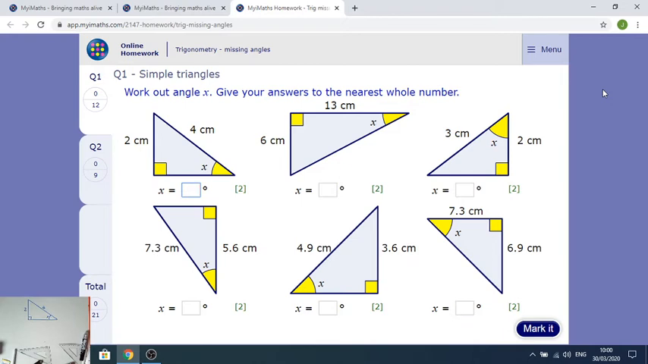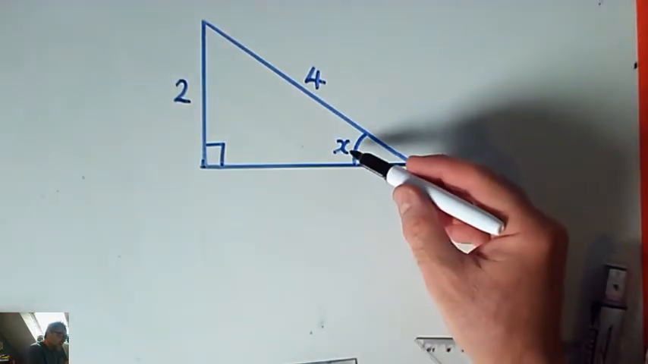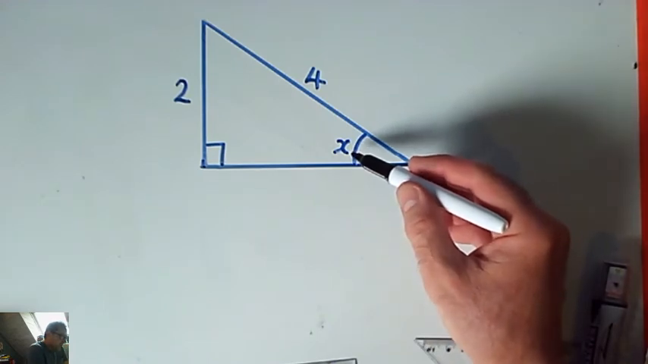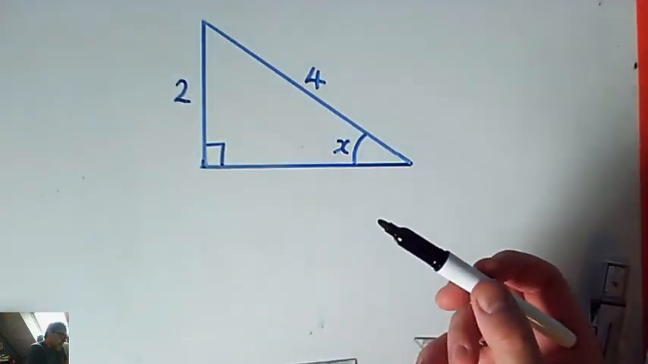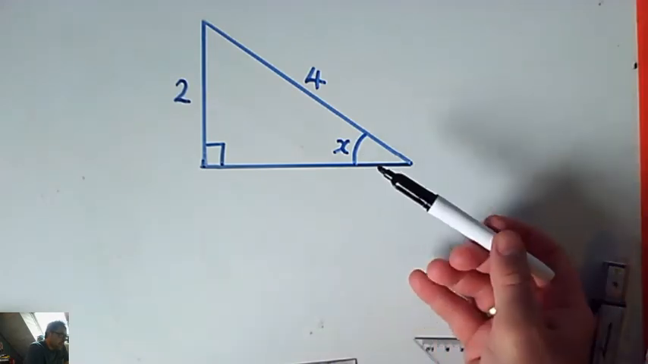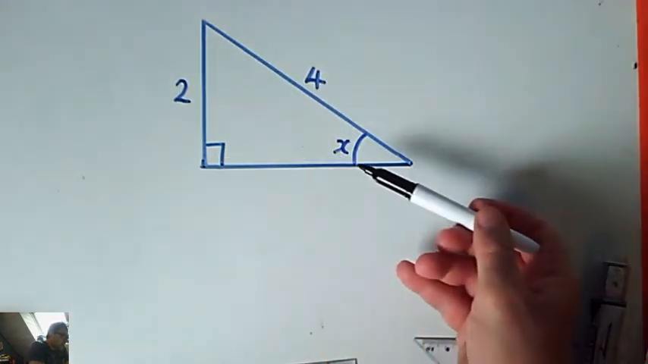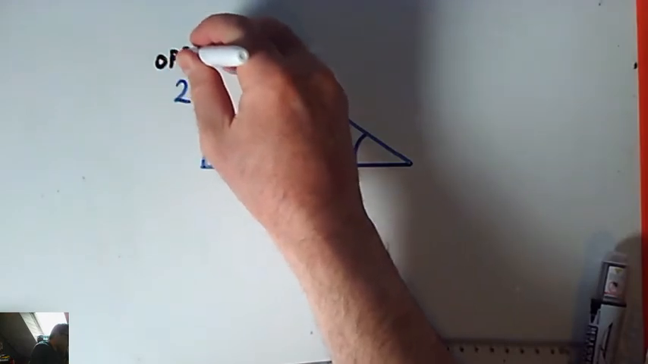Okay, so we're on the My Maths exercise Trigonometry Missing Angles, and we're going to have a look at question 1. So I've drawn question 1 on my board here, and we've got an angle called x that we're trying to find out. So we're going to try and label all of the other sides as they apply in relation to this angle x. So in relation to the angle x, the side 2 is opposite it. So I'm going to label that op for opposite.